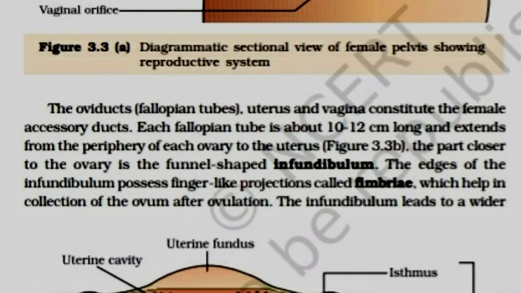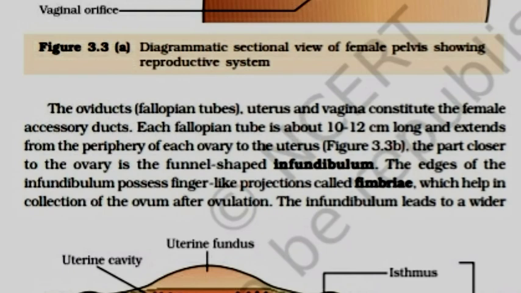The oviducts, fallopian tubes, uterus, and vagina constitute the female accessory ducts. Each fallopian tube is about 10 to 12 cm long and extends from the periphery of each ovary to the uterus. The part closer to the ovary is the funnel-shaped infundibulum. The edge of the infundibulum possesses finger-like projections called fimbriae, which help in collection of the ovum after ovulation.